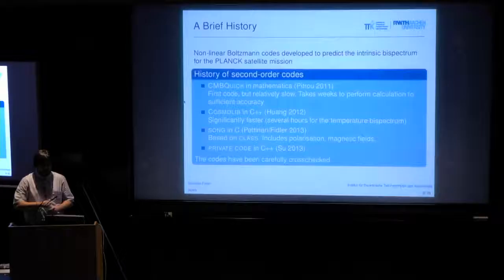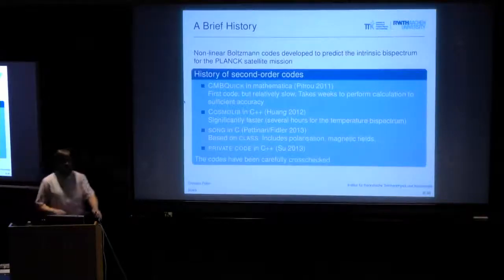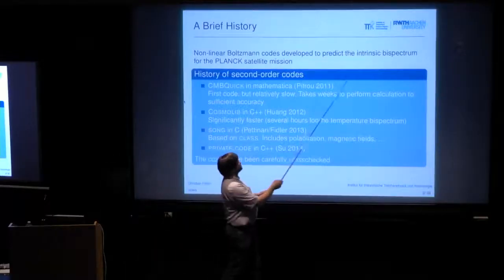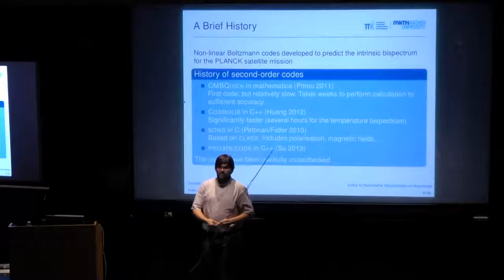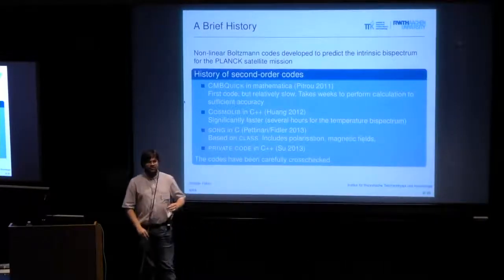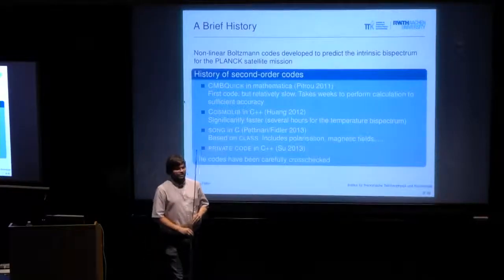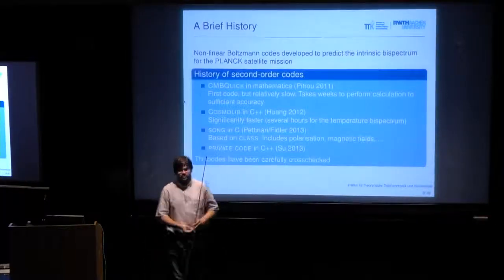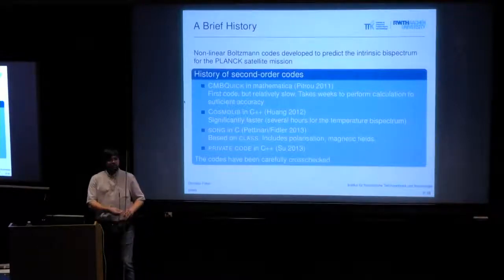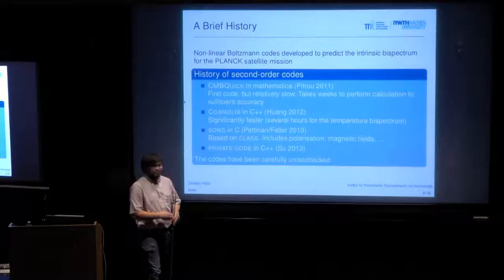Now I want to give you a very brief history about the development of the second order Boltzmann codes. As I already mentioned earlier, the initial idea was to look at the intrinsic bispectrum. This is the bispectrum that is inevitably induced from the second order dynamics, and to see if that intrinsic bispectrum would be detectable by the Planck satellite mission. And of course, this is an important question that we need to solve before we can really understand, if we measure any non-Gaussianity with Planck, what that really means.